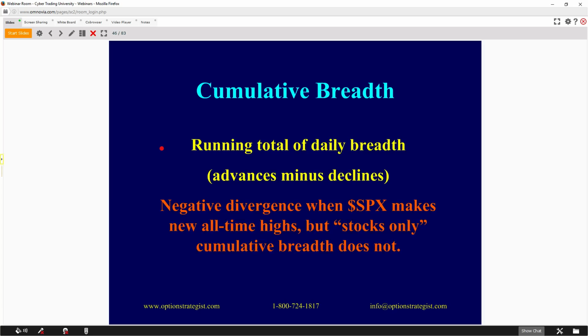There's a negative divergence in breadth when the market, let's say the S&P 500, makes new all-time highs, but stocks only cumulative breadth does not. In other words, cumulative breadth involving just our stocks only data, not that New York Stock Exchange data.